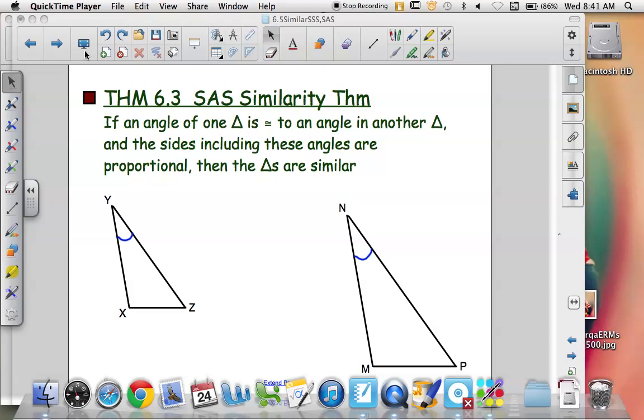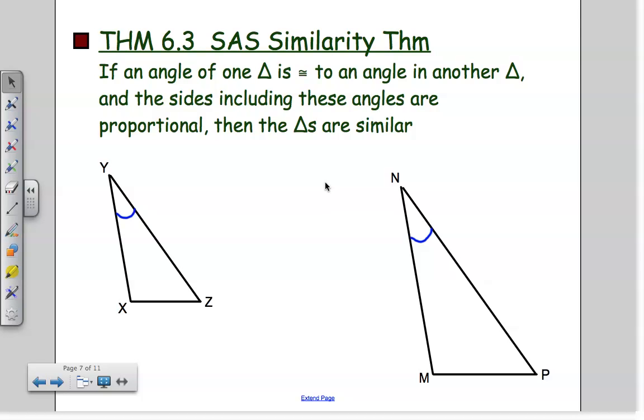In the second part of section 6.5, we're going to be looking at the side-angle-side similarity theorem. Now keep in mind with similarity, we know that angles are congruent, sides are proportional. And that's the case with side-angle-side. We need an angle to be congruent and the sides around it to be proportional, or in the same ratio. So if an angle of one triangle is congruent to an angle in another triangle, which you see here, and the sides including these angles are proportional, then the triangles are similar.